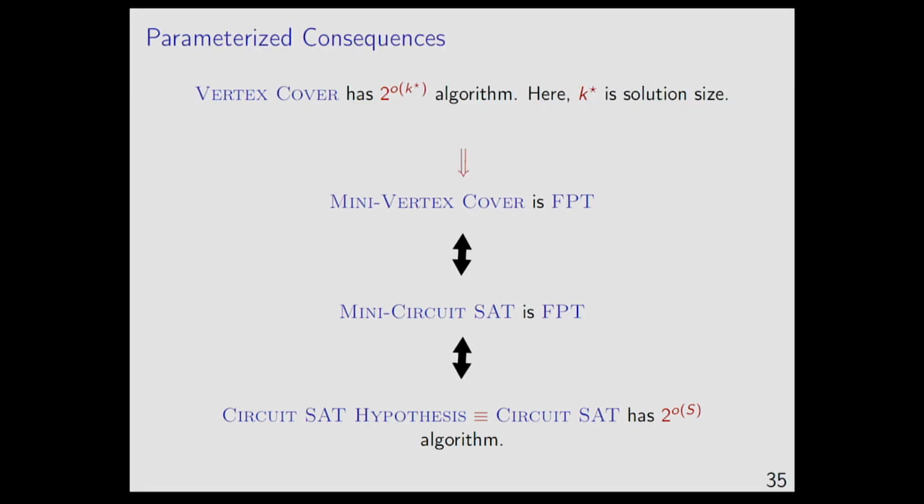But for parameterized reduction, now I'm going to show you that if vertex cover has a 2 to the power little o of k star algorithm, here k star is the solution size, I'm not saying if and only if, then that implies Min vertex cover is FPT, right? And then blah blah happens. Okay? So that's our first non-trivial lower bound.